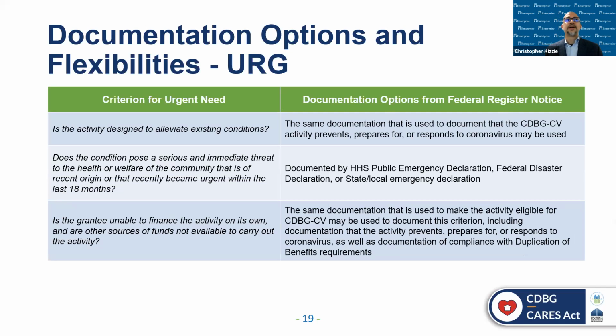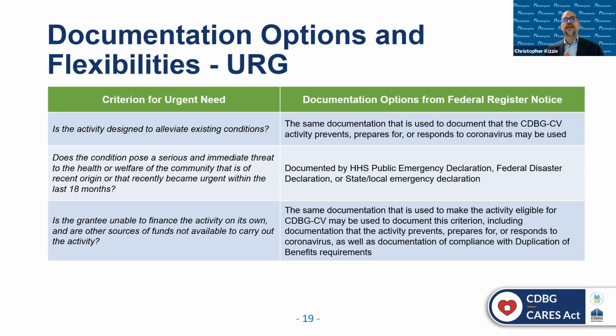And finally, urgent need. Grantees may use the urgent need national objective as a component of their CV program. In considering urgent need, grantees must answer 3 questions. 1, is the activity designed to alleviate existing conditions that are recent or recently became urgent within the last 18 months? In answering this question, grantees can demonstrate that the activity is preventing, preparing for, or responding to the coronavirus.